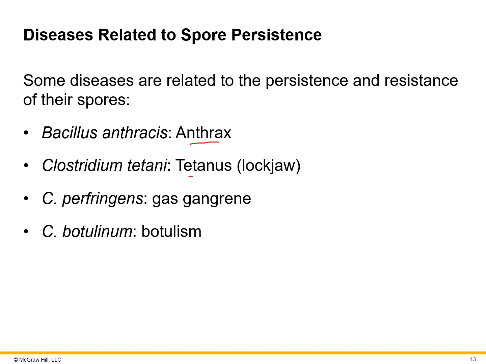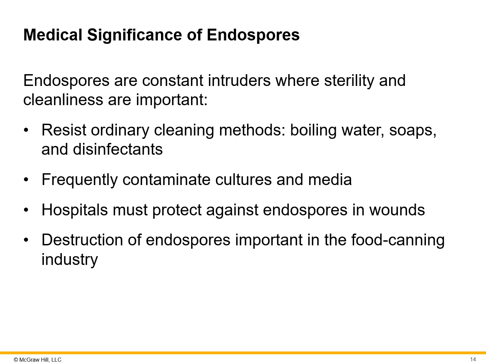Again, talking about tetanus and making sure wounds are irrigated correctly, Clostridium tetani is one that can cause tetanus. It's a spore former, gas gangrene, and also with canning and food, Clostridium botulinum that causes botulism is one of these spore formers. And then finally, just some of the medical significance of these.